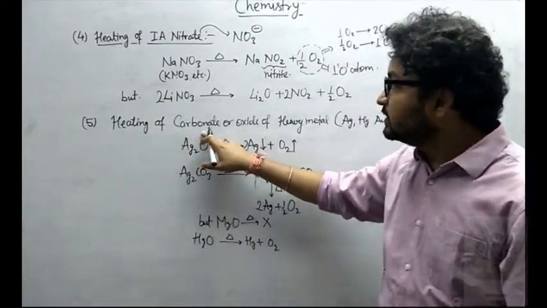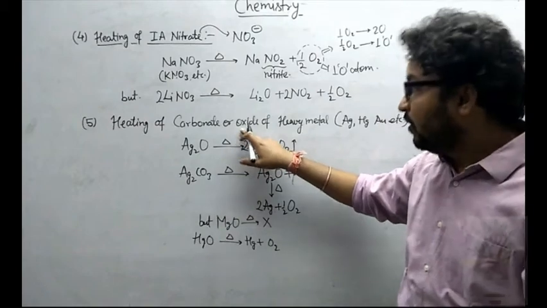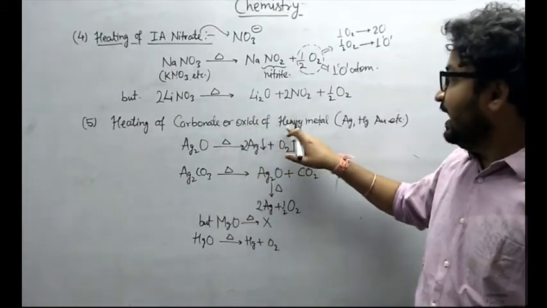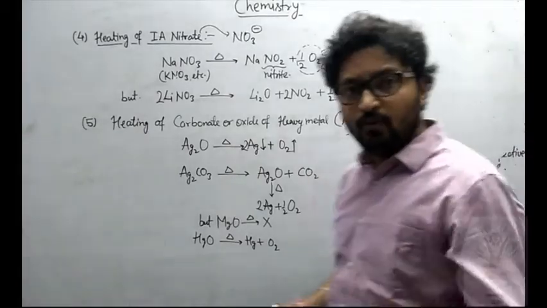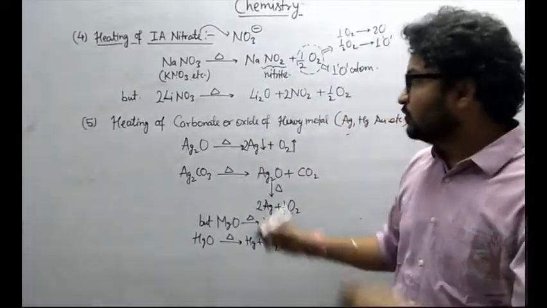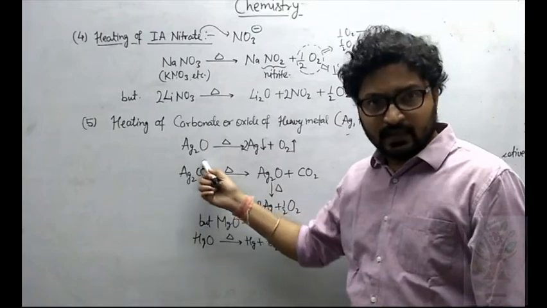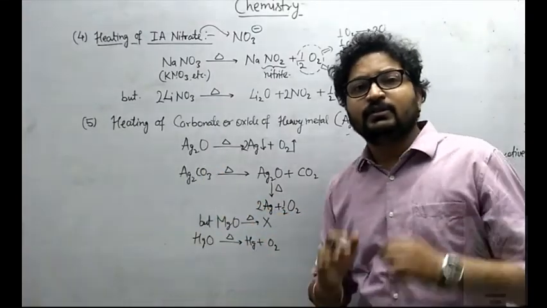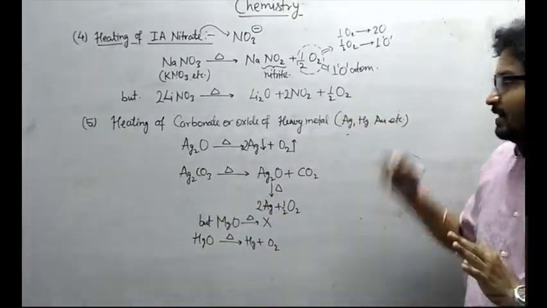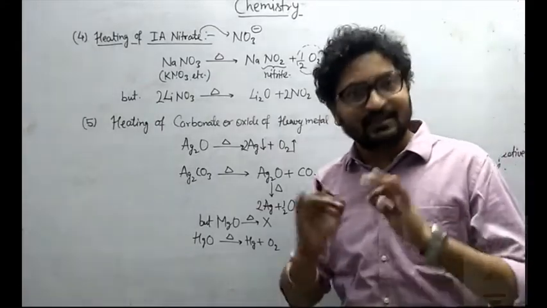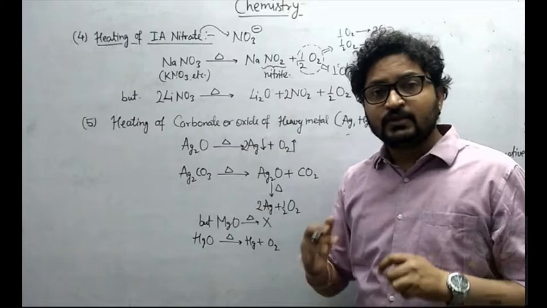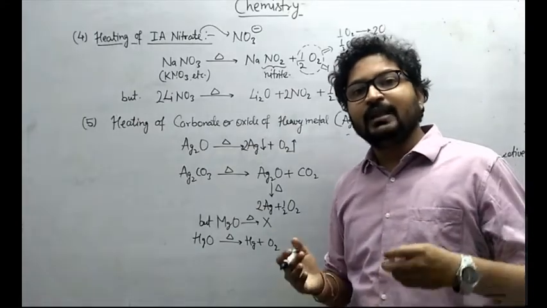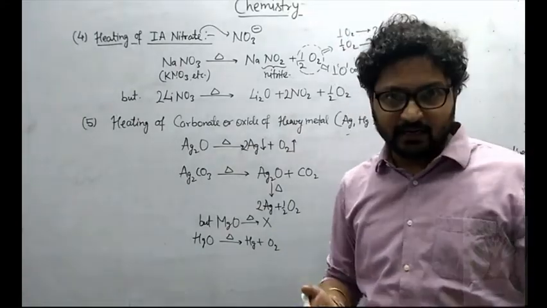Heating of carbonate or oxide of heavy metal. Heavy metal means like silver, mercury, gold, lead, etc. Okay. So if you heat silver oxide, these heavy metals, are they reactive or are they less reactive? They are less reactive. So they don't want to form many compounds. So whenever you heat their compound, they have tendency to give pure metal back.